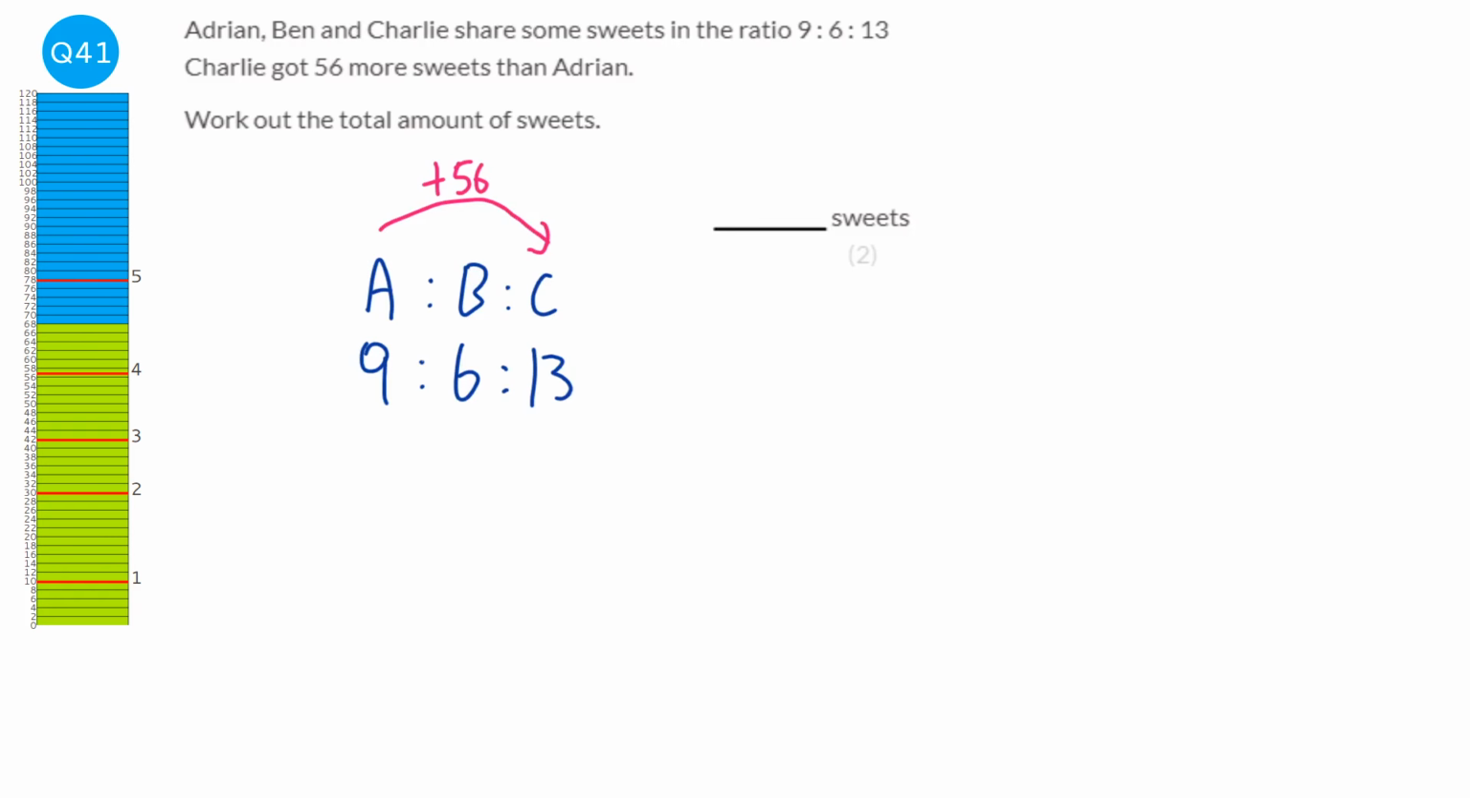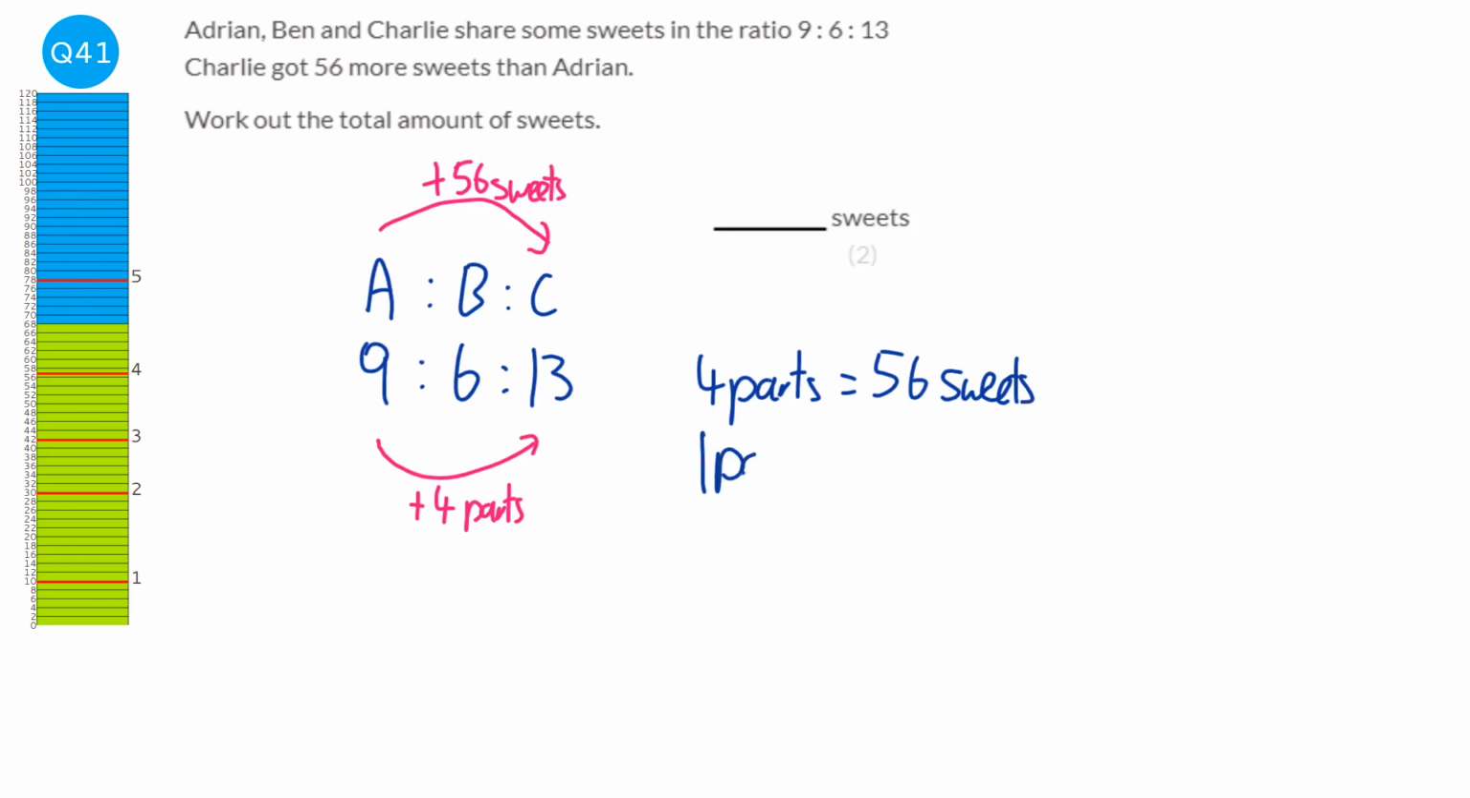Well, looking at the actual parts of the ratio, there are 4 more parts. So plus 4 parts, which represent plus 56 sweets. So the 4 extra parts are worth 56 sweets. So 4 parts are worth 56 sweets. So 1 part would be 56 divided by 4, which is 14 sweets.